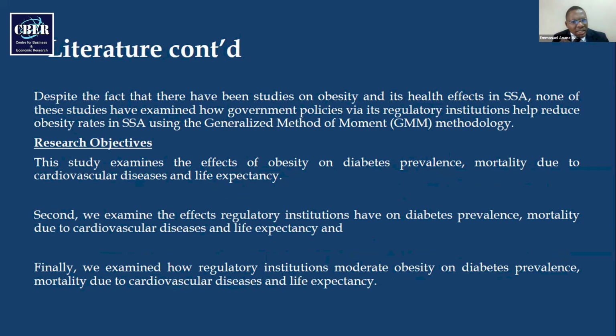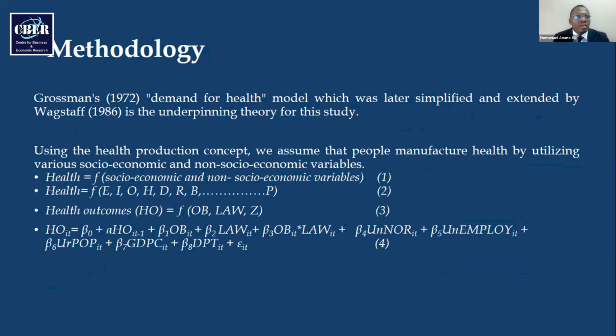One, we want to examine the effect of obesity on three health outcomes, i.e., diabetes prevalence, mortality due to cardiovascular diseases, and life expectancy. Second, we examine the effects that regulatory institutions have on these three health outcomes. And finally, we want to examine how regulatory institutions moderating obesity, what is the effect it has on these three health outcomes.